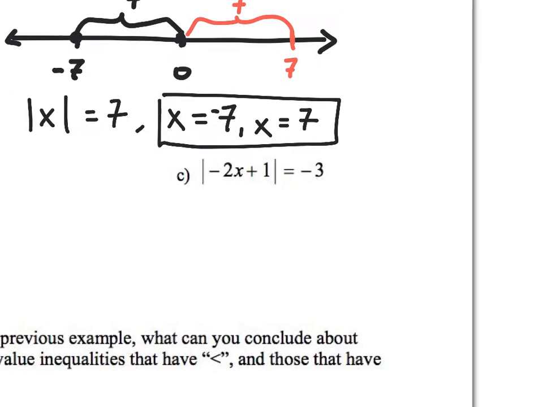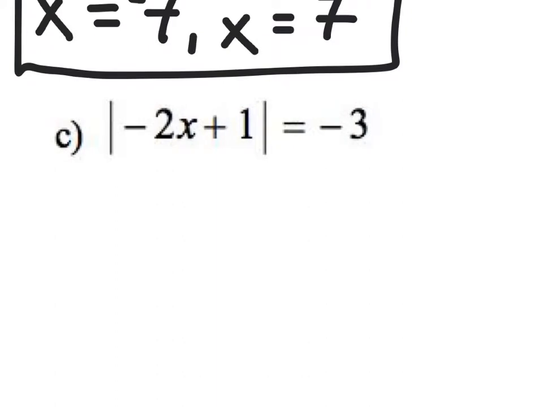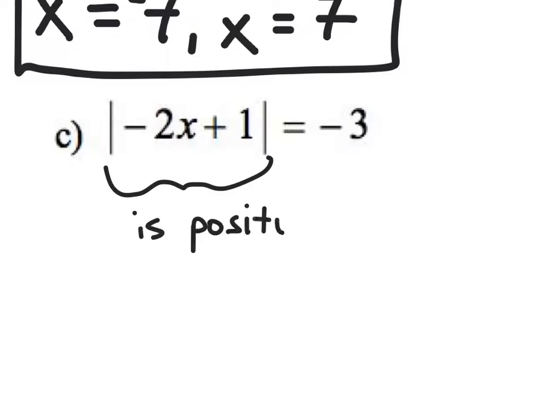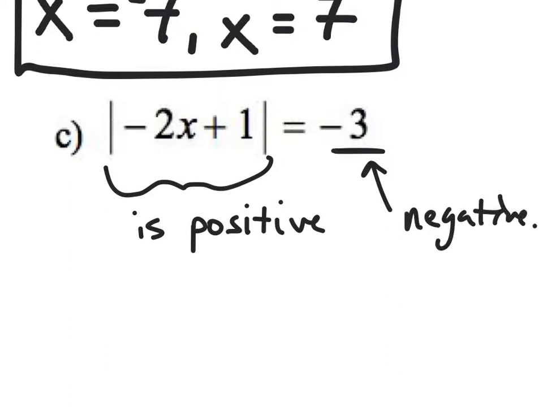Now, let's take a look at part C. We already have an isolated absolute value, but we have it equal to a negative number. Now, there's a problem here. Remember that everything that's inside of here is going to be positive. But then, when you set that equal to a negative number, that doesn't make sense.